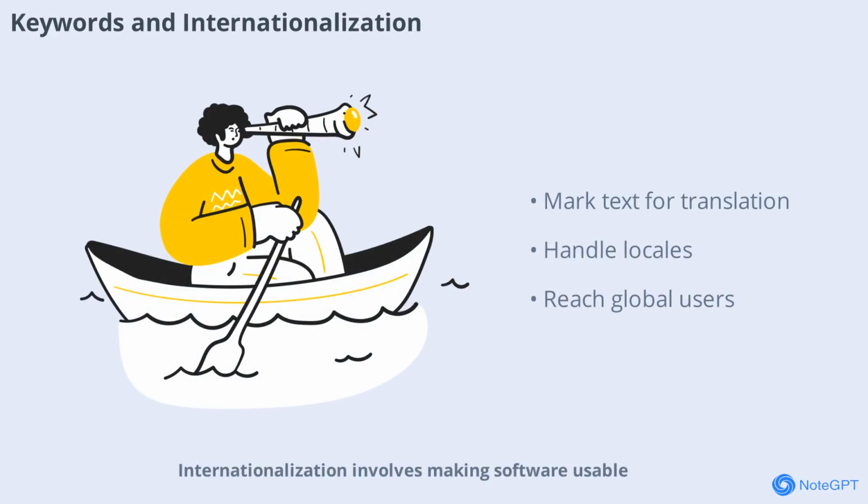Internationalization involves making software usable in different languages and regions. Some frameworks use keywords to mark text for translation or handle locale-specific features. Proper use of these keywords ensures your software can reach a global audience.